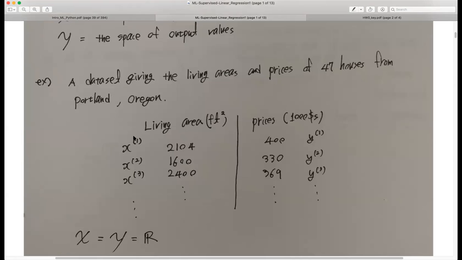So you see that superscript, what does it represent? The index of example. Keep in mind this index of example. So x sub 2 is 16,000 square feet, and the unit of the price is $1,000. So 330 is going to be the value of y2, the second target of the second example. And the third example, the living area is 2,400, and the price target value is 369.